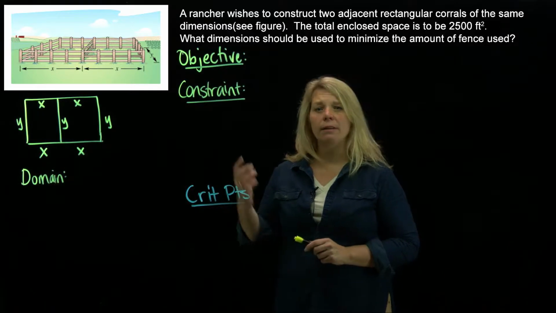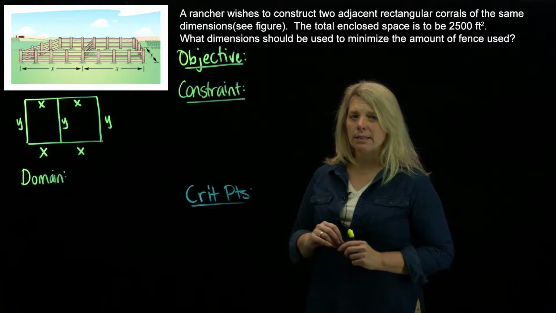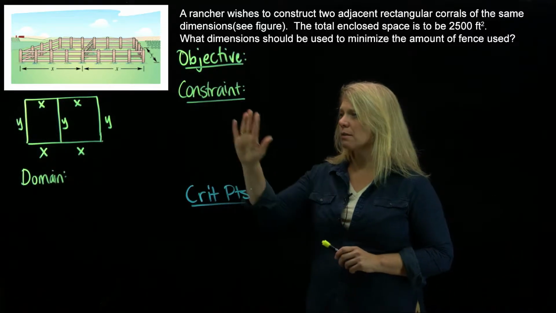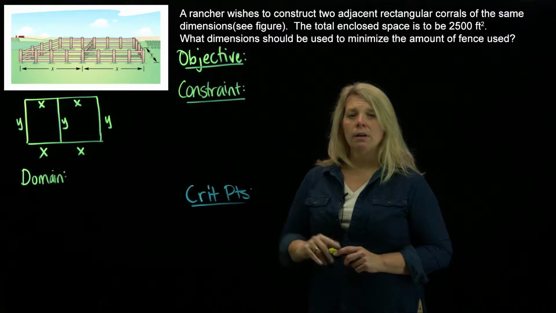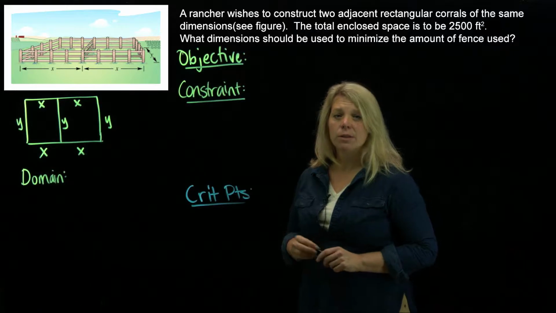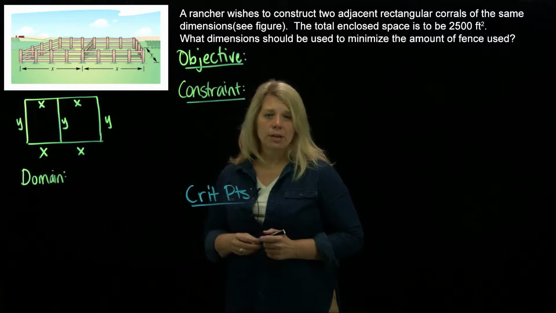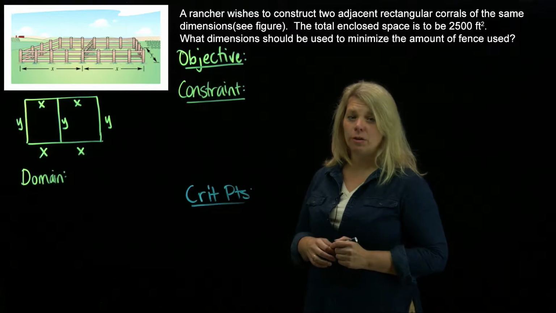Okay, so we have kind of the same scenario. A rancher who wishes to construct two adjacent rectangular corrals of the same dimensions. So I have the same figure we looked at in the last video. This time, though, the total enclosed space is to be 2,500 square feet. What dimension should be used to minimize the amount of fence used?